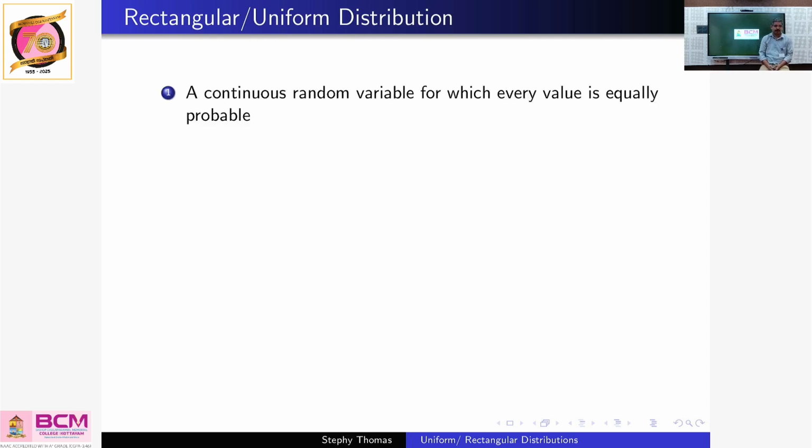Continuous uniform distribution is also called rectangular distribution. A continuous random variable which assumes every range with equal probability is called uniform. That is why it is called uniform. The probabilities are constant throughout.